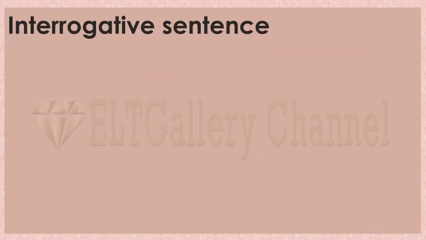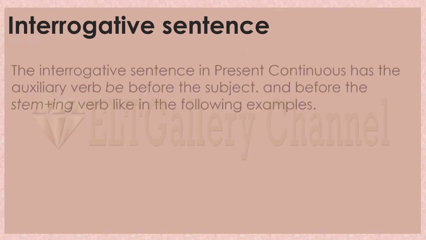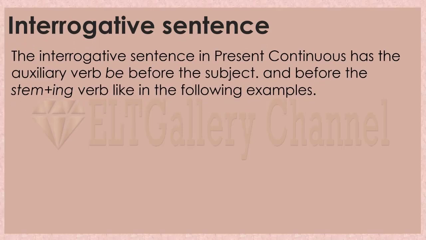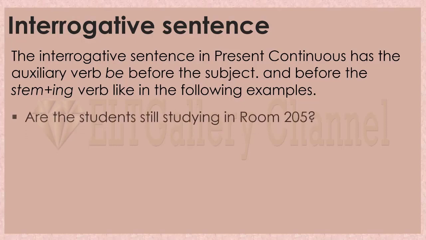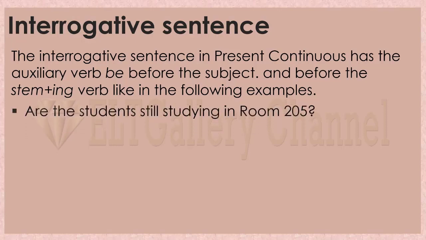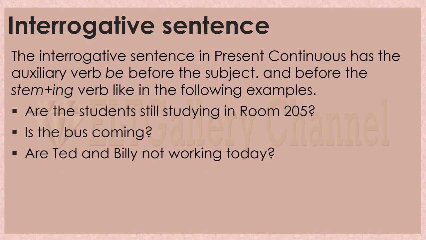Now we have the interrogative sentence in present continuous. The interrogative sentence in the present continuous has the auxiliary verb be before the subject and before the stem plus ing, like in the following examples. Is the student still studying in room 205? Is the bus coming? And the answer is yes or no. Are Ted and Billy not working today?